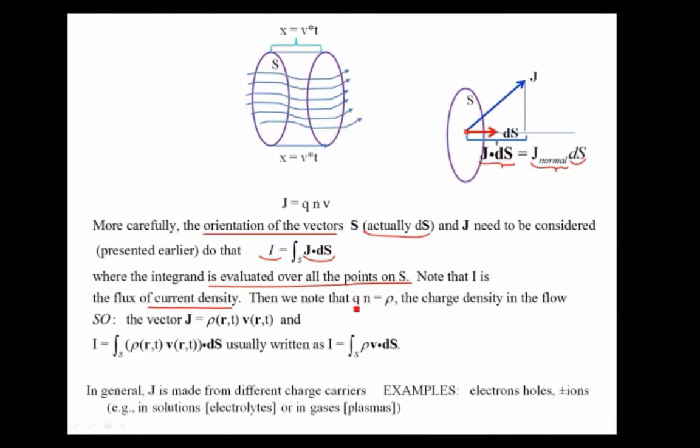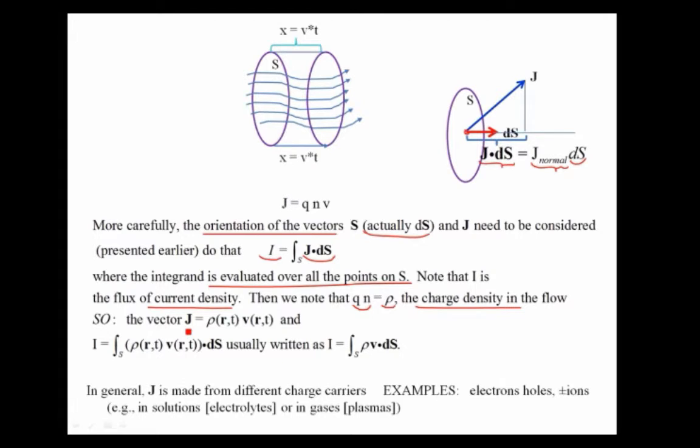Look at this product Q times N. Remember, this is a number density, so the units are 1 over volume. And so if you take Q times that, that will be in fact charge divided by volume. And that's the charge density in the flow. Now warning, we use rhos and sigmas all over the place. So be very careful to determine what kind of rho we're talking about. So this is the charge density, the volume density.